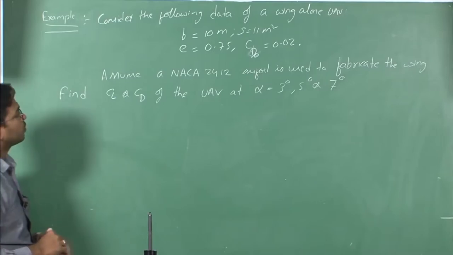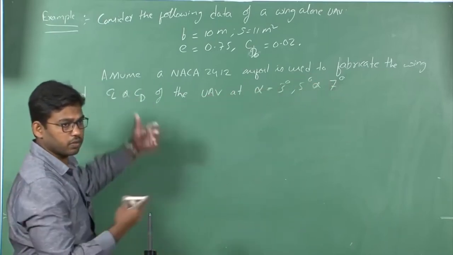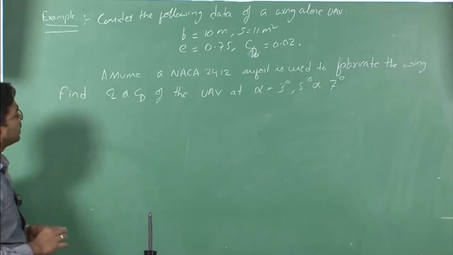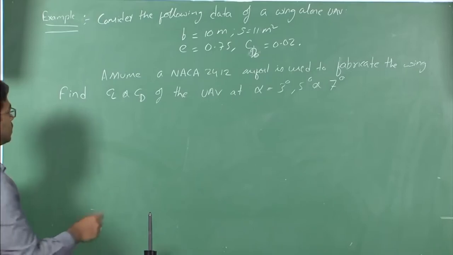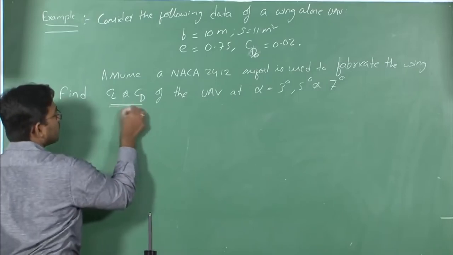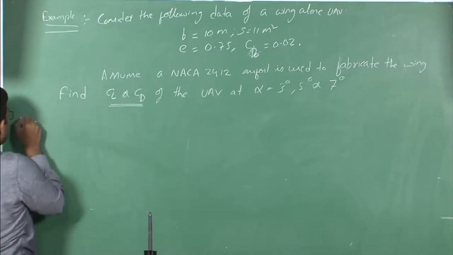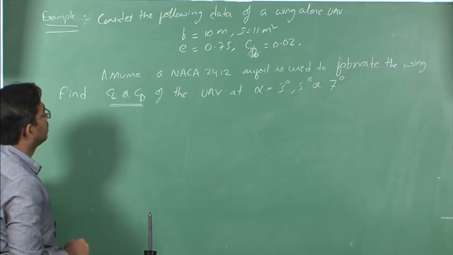Assume a NACA 2412 airfoil is used to develop this UAV, or since it is a wing alone, we can say develop this wing. Find CL and CD of the UAV at alpha equals 3 degrees, 5 degrees and 7 degrees. When you say CL and CD here, it is for the entire UAV, right. And now, how to solve this question.